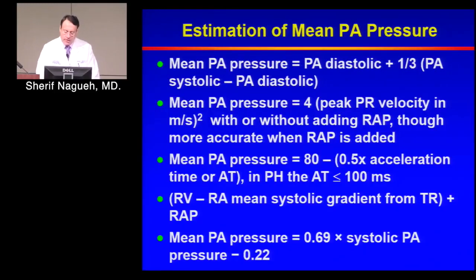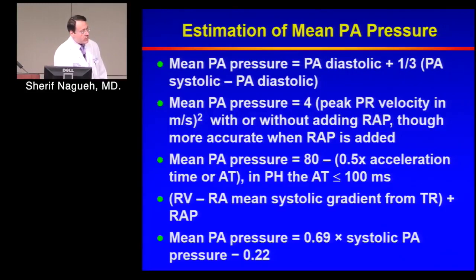What other methods are there to assess PA systolic, mean PA pressure? If someone has a high mean PA pressure, they have it not just because their PA diastolic is up. They have a high mean PA pressure because both PA systolic and diastolic pressures are up. So there is a direct relation, be it linear or nonlinear, between the mean PA pressure and the PA systolic pressure. The higher the PA systolic pressure, the higher the mean PA pressure.